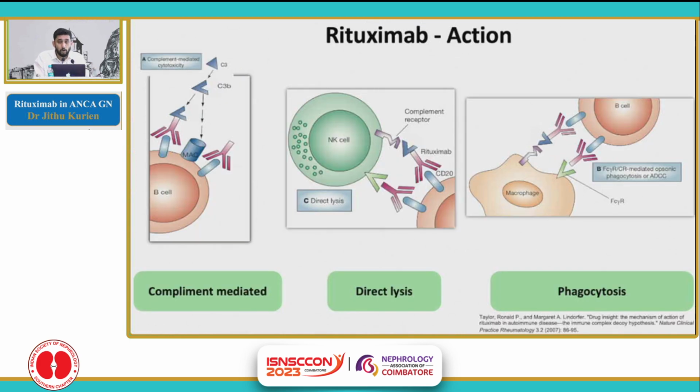Now how does the Rituximab act? It has different methods of action. The first one is complement mediated. It activates the complement and induces a membrane attack complex on the B cell. The second is direct lysis, where the Rituximab with the complement attaches to the complement receptor on the natural killer cell, and the natural killer cell attacks the B cell and damages it. The third is by phagocytosis. The Fc gamma receptor on the macrophage gets activated by the complement-bound Rituximab and causes the phagocytosis of the B cells.